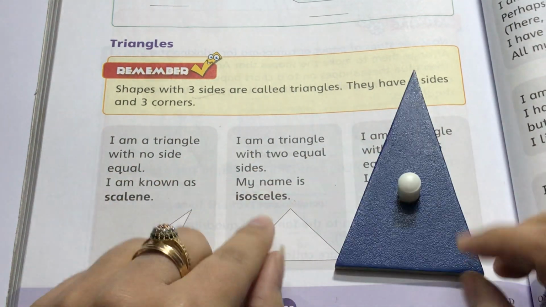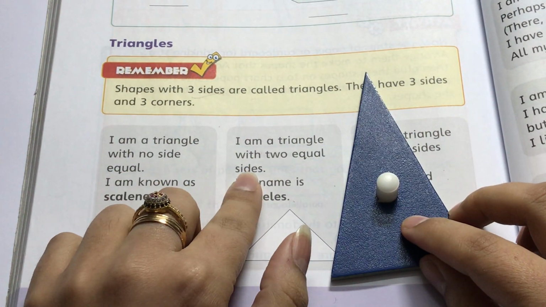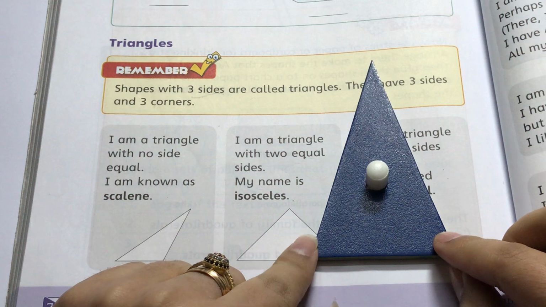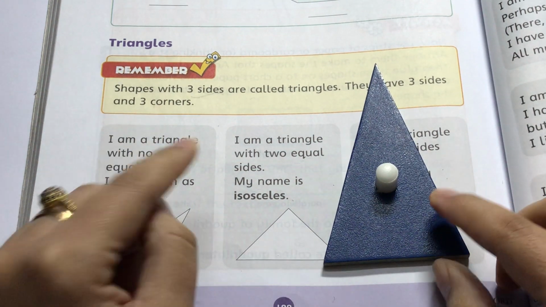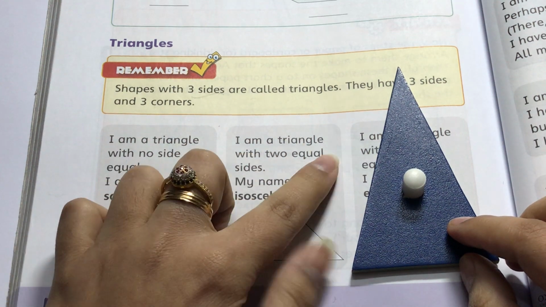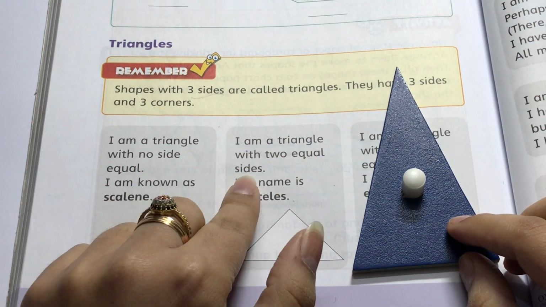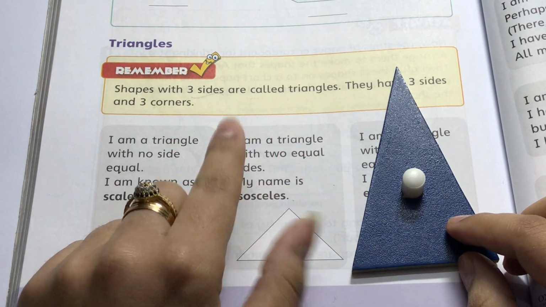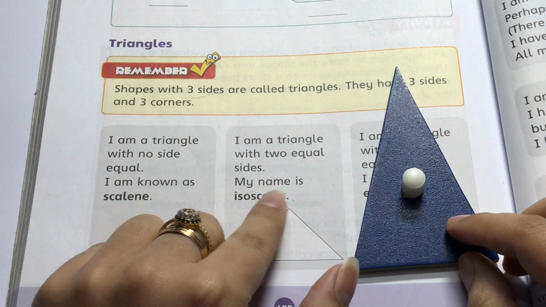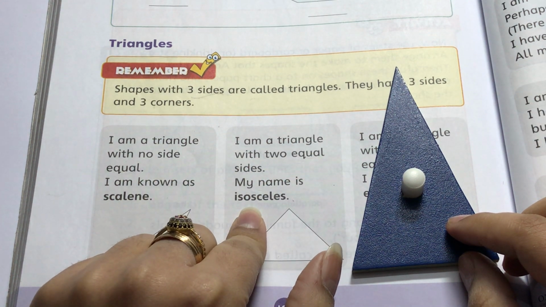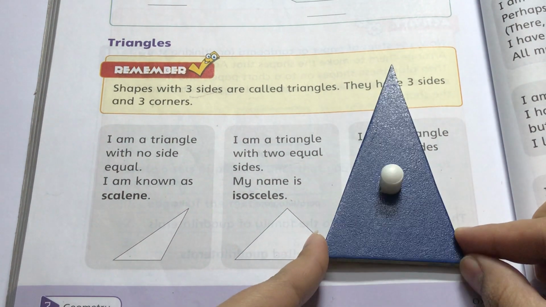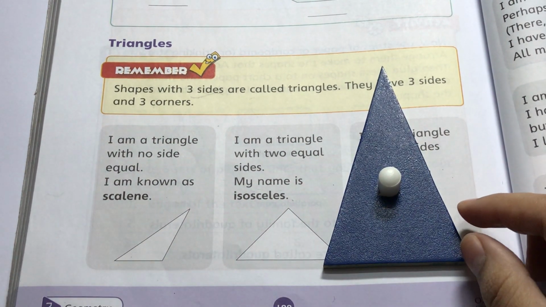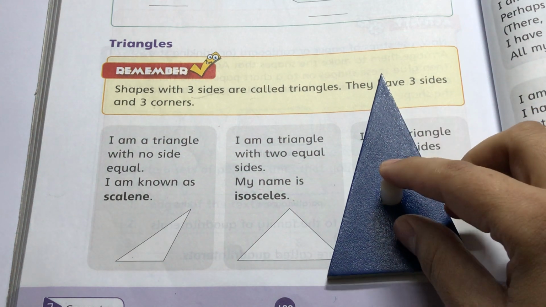The triangle with two equal sides is known as an isosceles triangle. What does this triangle say? I am a triangle with two equal sides, and my name is isosceles triangle. A triangle with two equal sides is known as an isosceles triangle, right?